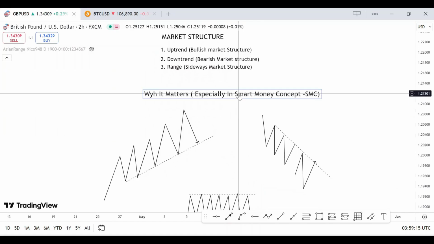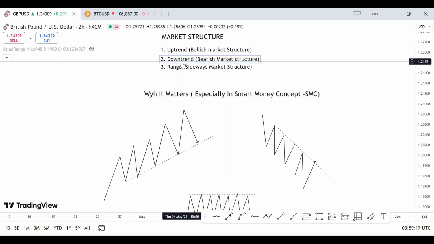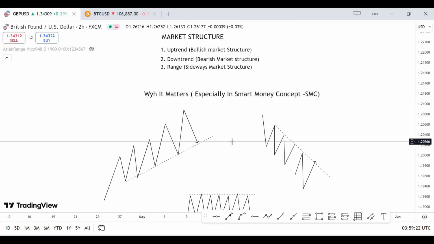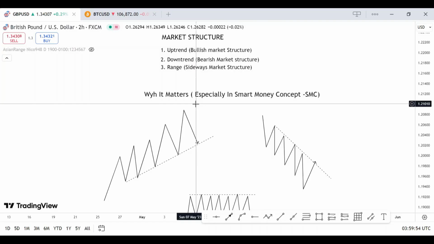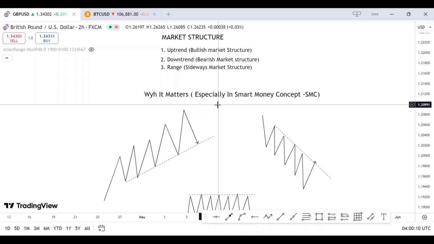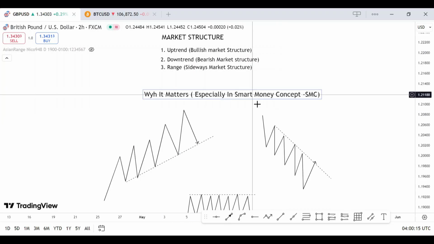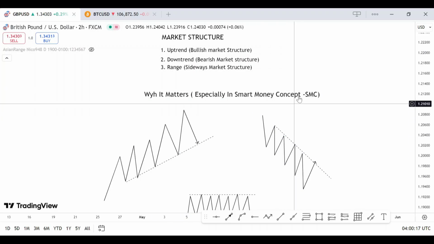So why does market structure matter, especially in smart money concept? Number one, market structure helps identify a break of structure in the market and a change of character. It is very important in smart money concept because it helps us identify a break in market structure and a change of character, which means it helps us know when a trend is reversing, either to the upside or to the downside, or continuing.